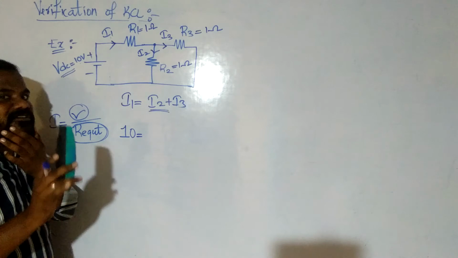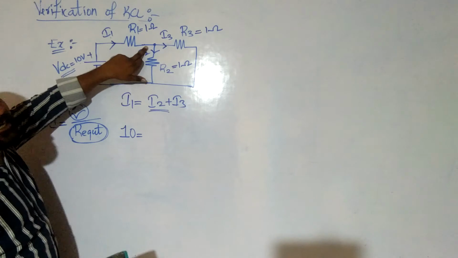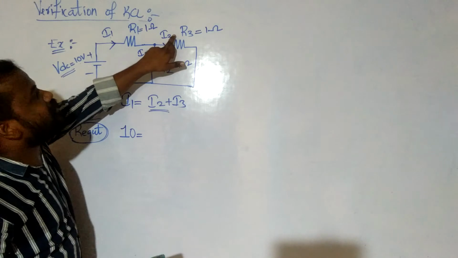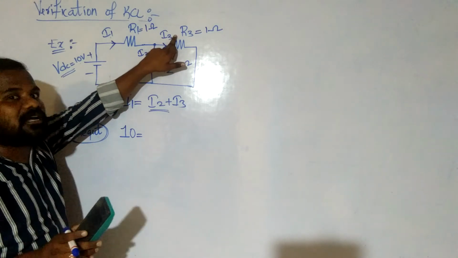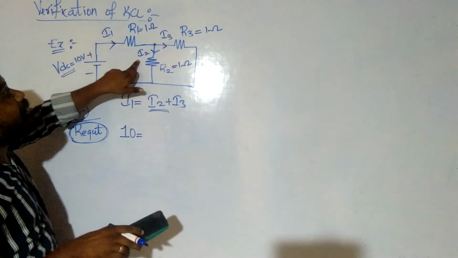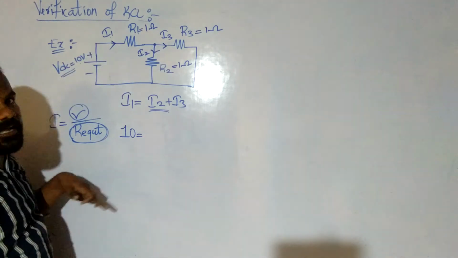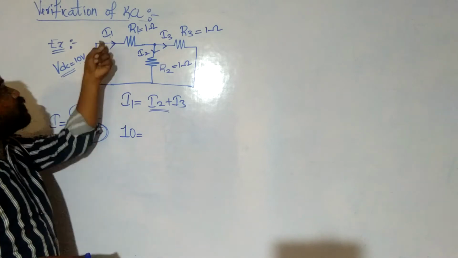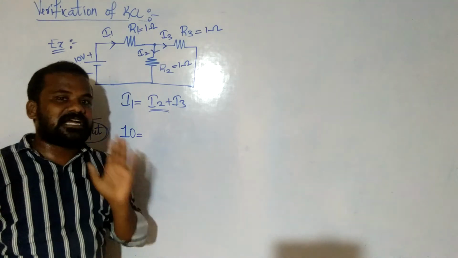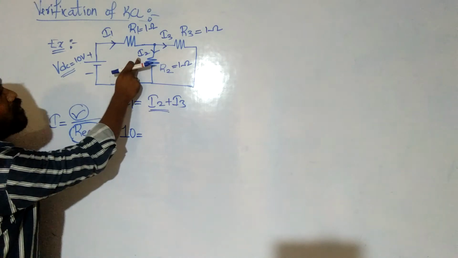What is that rule? The current division rule. Because current is divided from the total current. That is I1. To calculate the value of I2 and I3, we have to use the current division rule, because I1 is the total current, but I2 and I3 are the currents which are divided from the total current. So to find the value of I2 and I3, we have to use the current division rule. Clear? So we use it to calculate the value of I2.